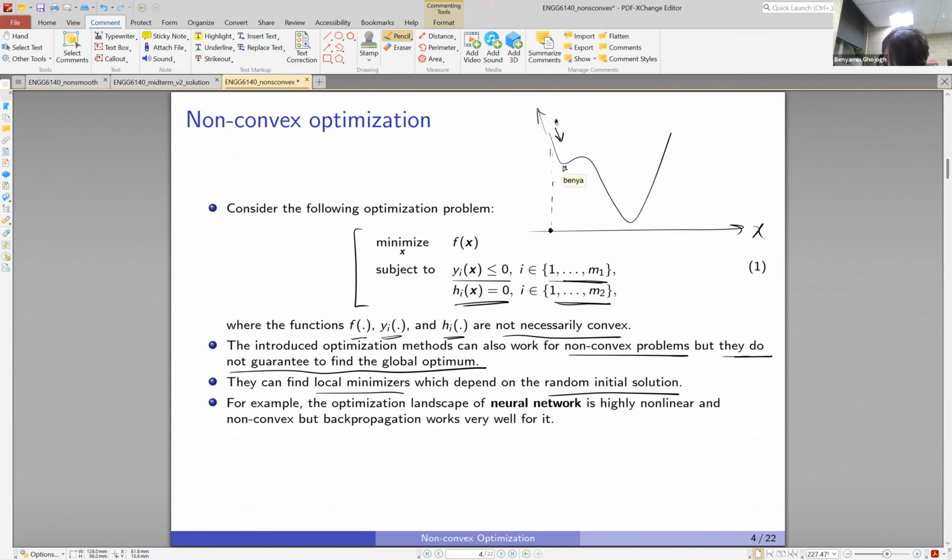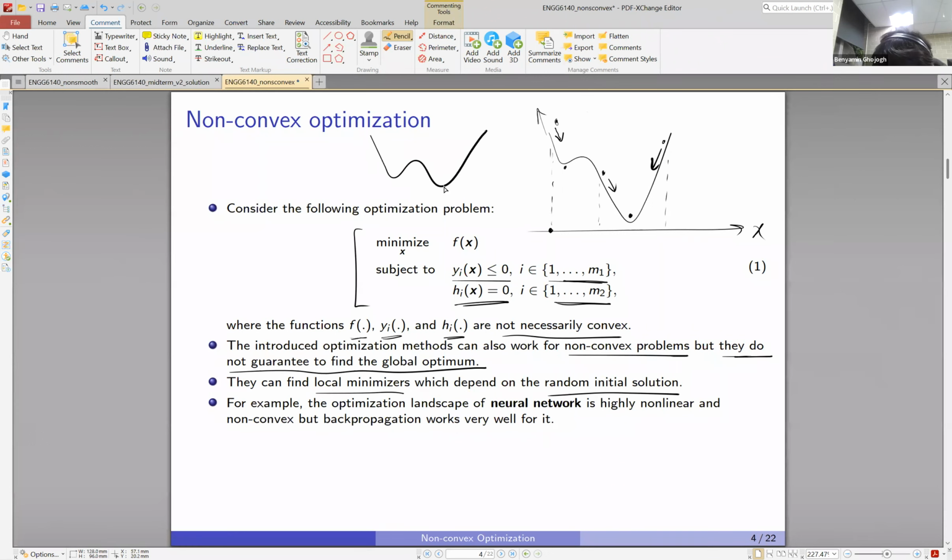local minimum. If you choose your initial point to be here, then you will probably end up at this point. If you choose your initial point to be here, then you will also find this point. So if your initial point is here or here, then you will find the global minimum here. If your initial point is here, you will find the local minimum. And in some practical examples, usually your local minimum is good enough, like this.